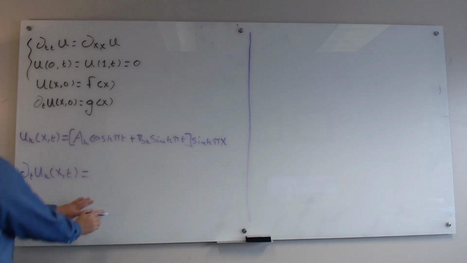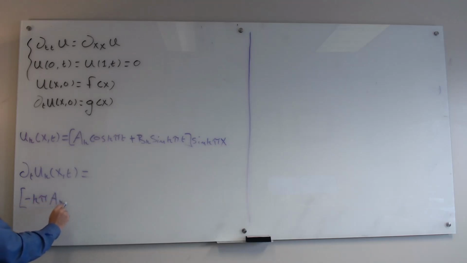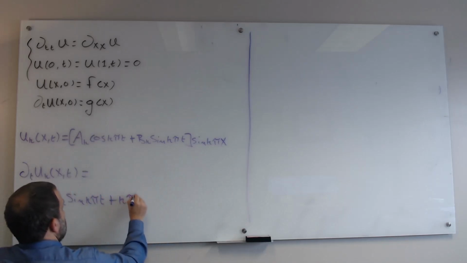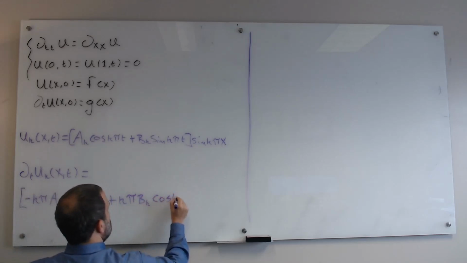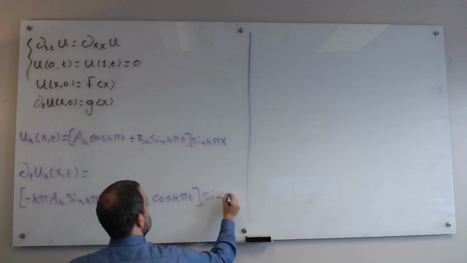Okay, I'm going to write it down here because I'm obviously not going to have enough room. If you take a derivative here, we're going to get minus k pi ak sine of k pi t plus k pi bk cosine k pi t, and all of this times sine of k pi x.